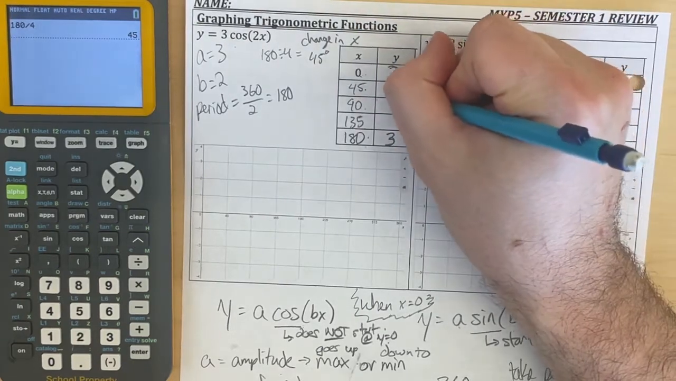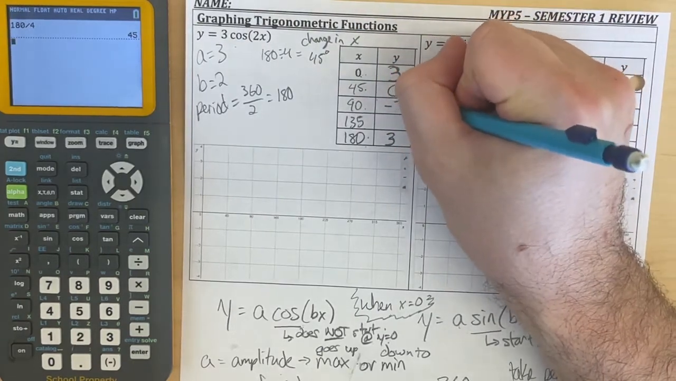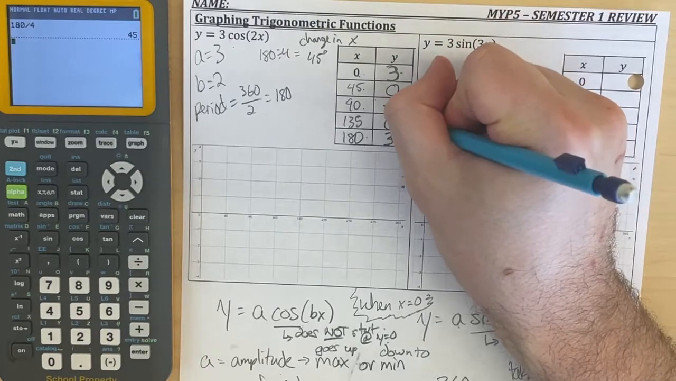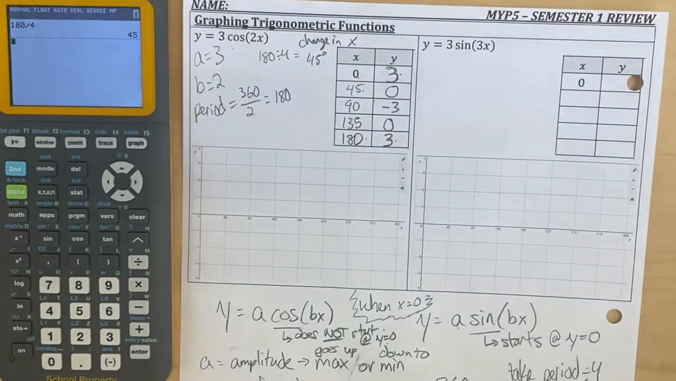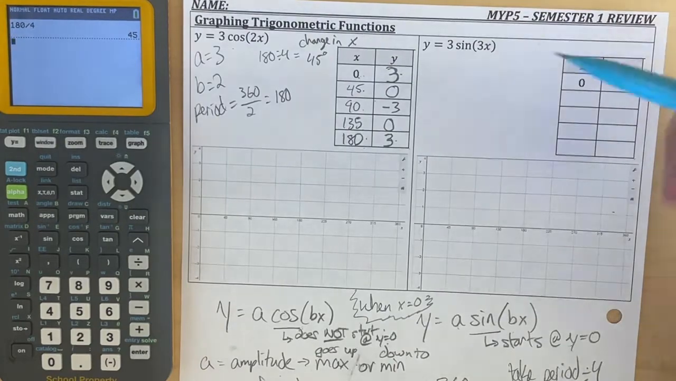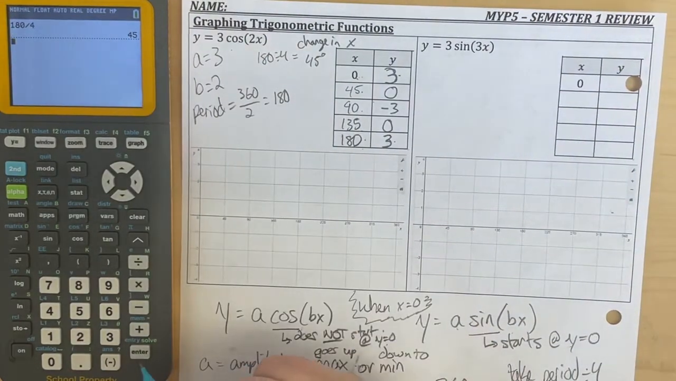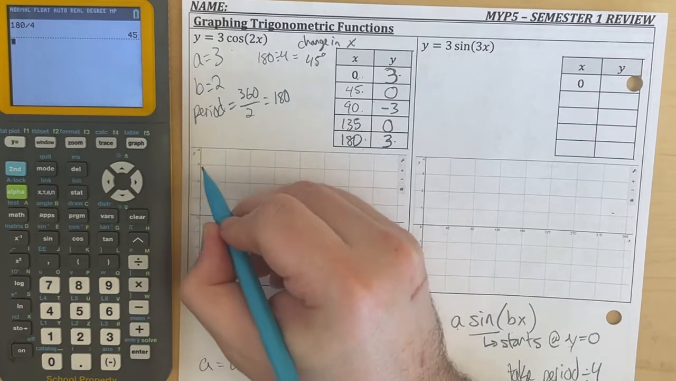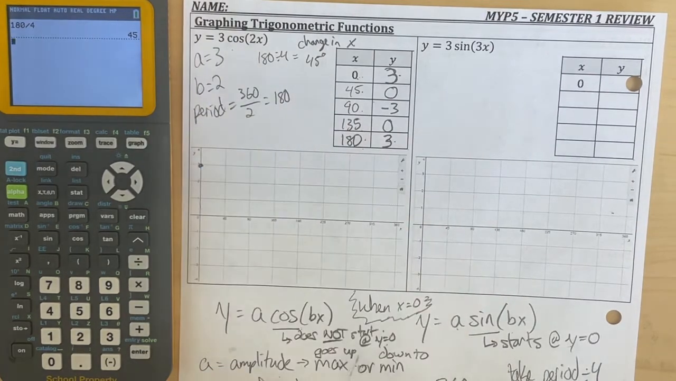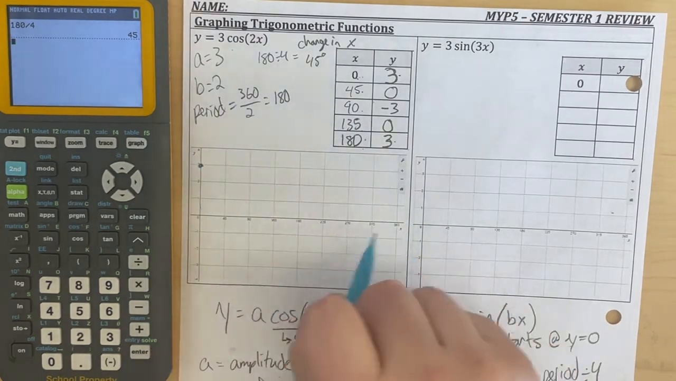So that means I have to hit 0, get to the min, which is negative 3, and then go back through 0 to get to positive 3. So I have my first 5 values, which I can plot out, and then make sure that you can have your full rotation, and then we have to go from 0 to 360.